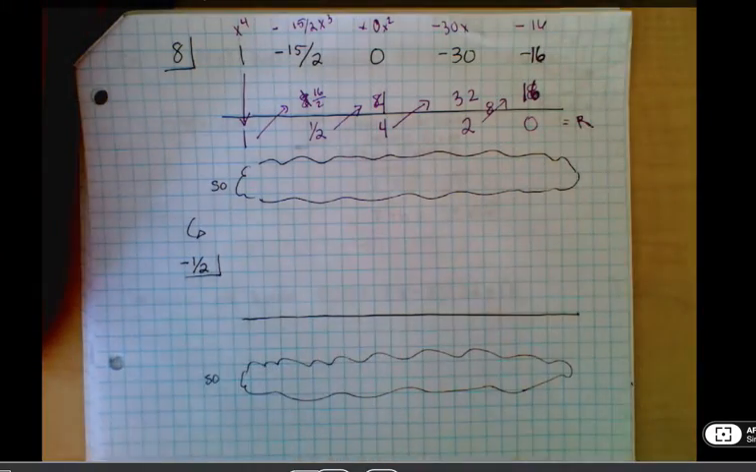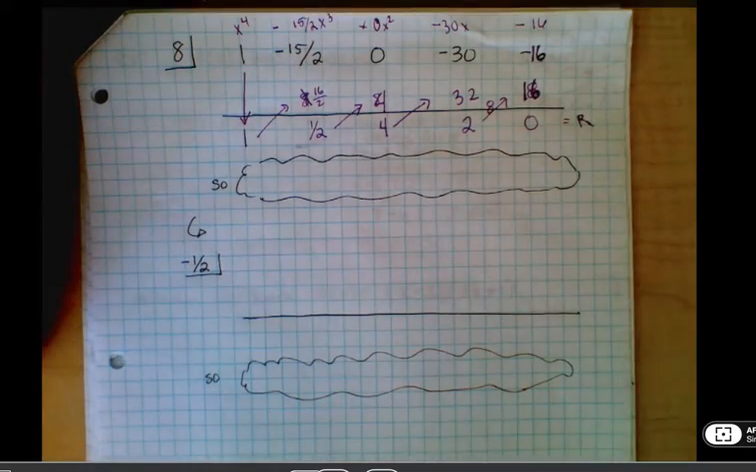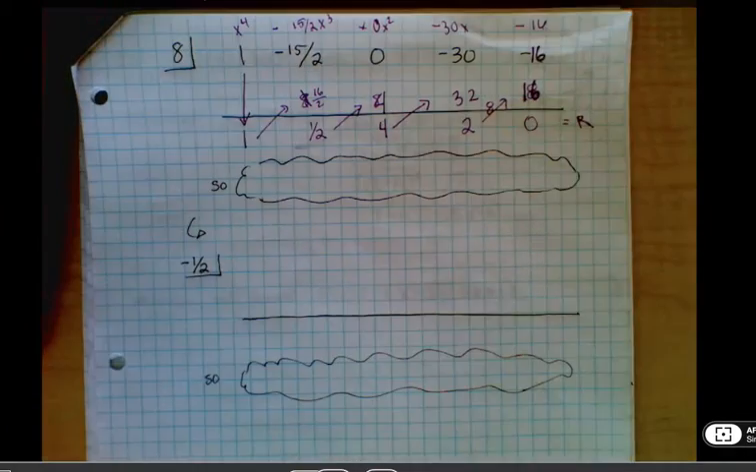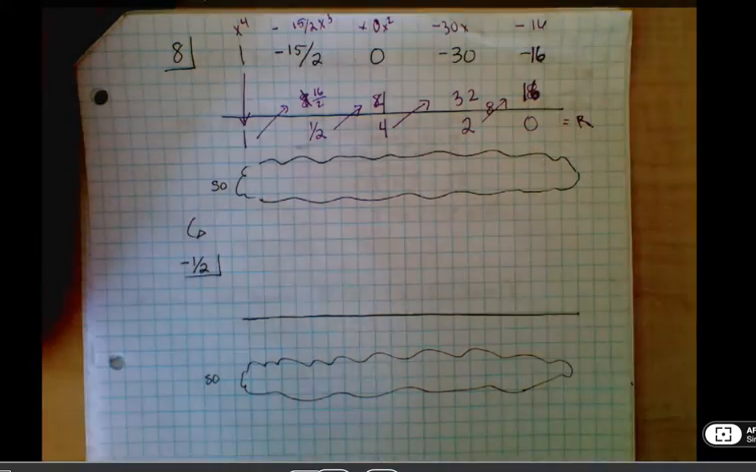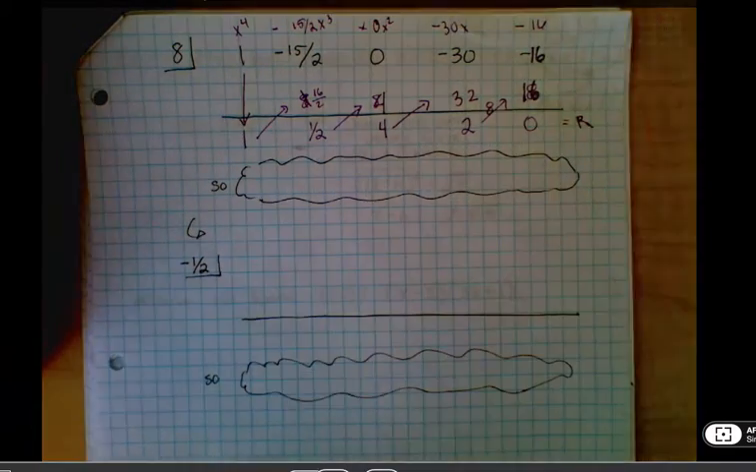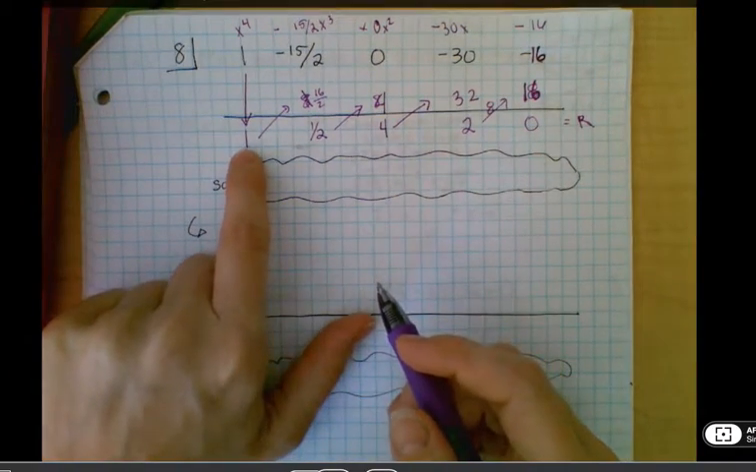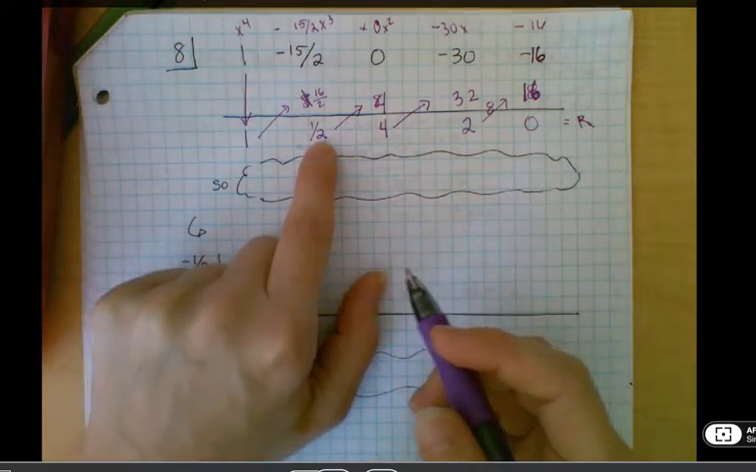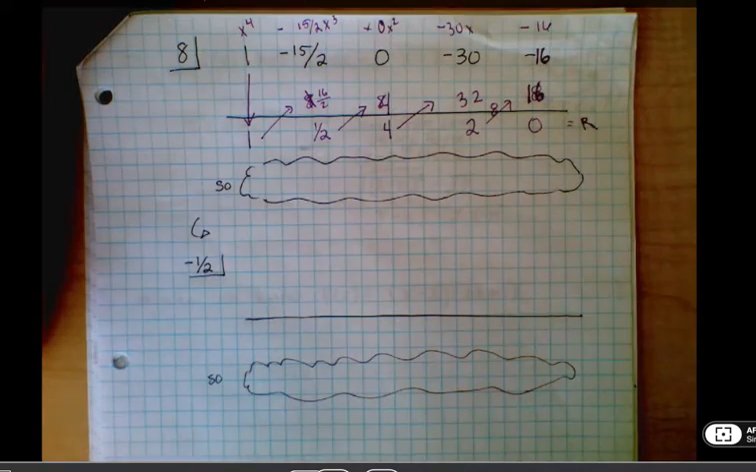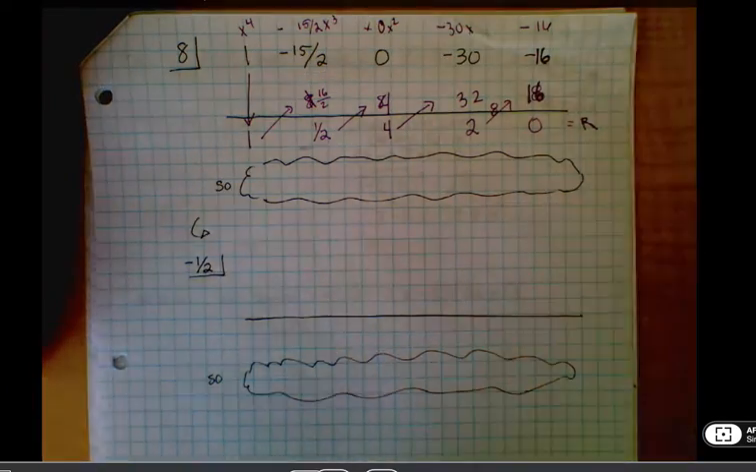So what else is cool about this strategy is that these terms across the bottom become the coefficients of whatever the new polynomial would be. So if I had done it long division, you would have found that you had 1x cubed, 1/2 x squared, so on and so forth. So we'll look at what it looks like. I'll do it in a different color so we know.